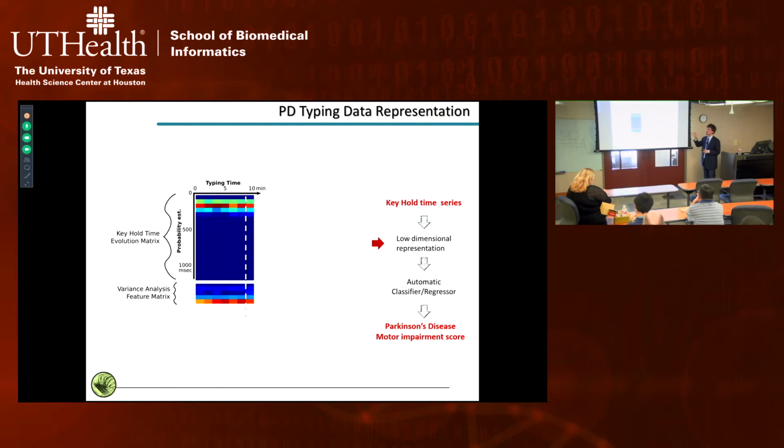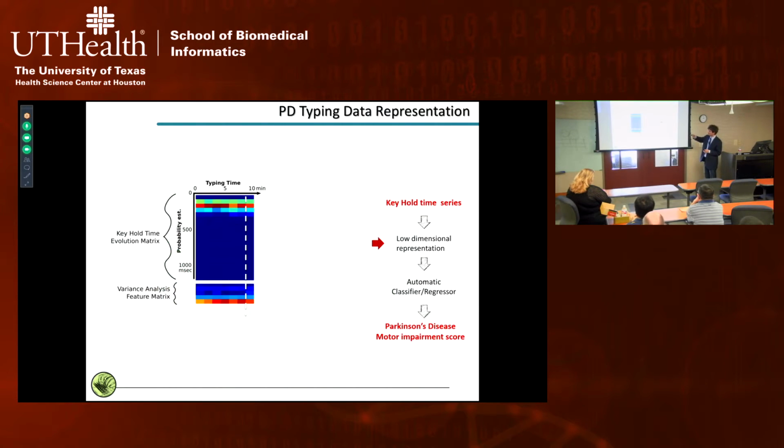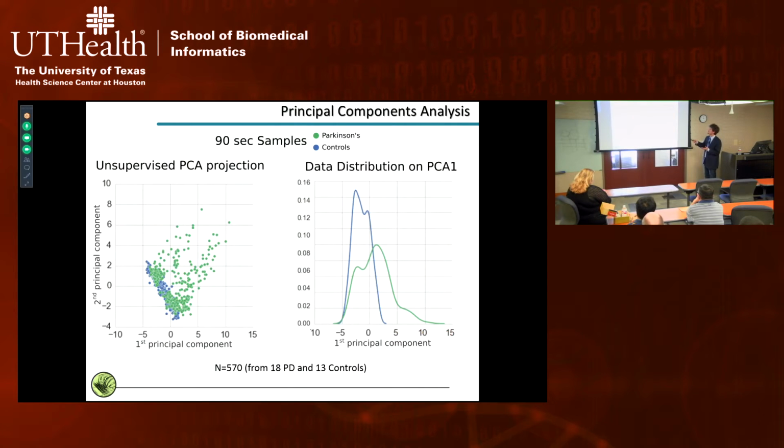This is because this time we want to create a system that is much more generalizable to other types of patterns. And to do that, first of all, we checked what the data looked like with an unsupervised algorithm that probably most of you know, which is principal component analysis. We considered each 90-second sample as a fully independent sample. So we had 570 samples from those 18 Parkinson's disease patients and 13 controls.